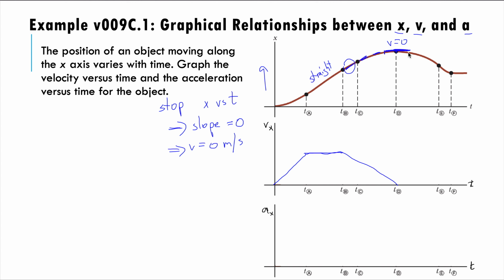All right, let's figure out what happens now from D to E. Is our velocity positive or negative? Well, up to point D, we were going from a lower point to a higher point, so we had a positive velocity. But now we're going from a high point to a lower point. Now we have a negative velocity. So we're going to have to draw our line down here.